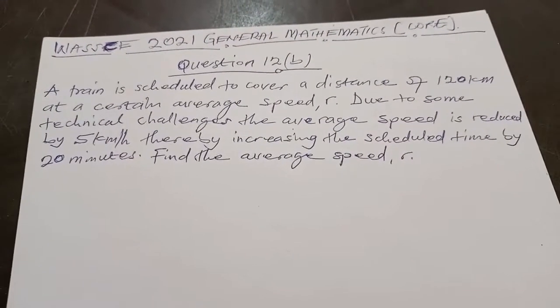Today we are solving WASSCE 2021, the General or Commerce paper, question 12B. That is what we are solving today because it's linked with the word problem we have studied in the past few videos. Let's take the question and see.